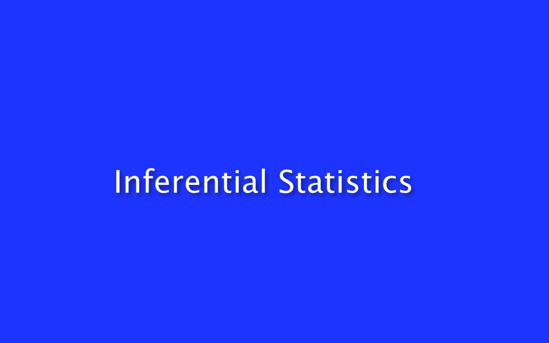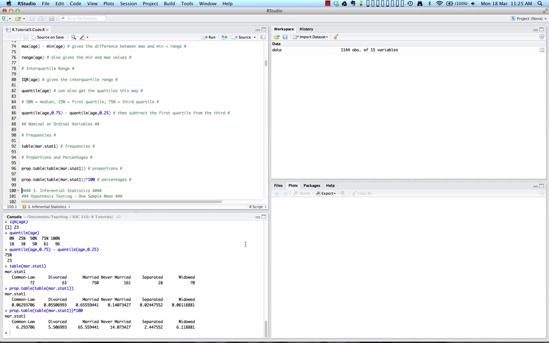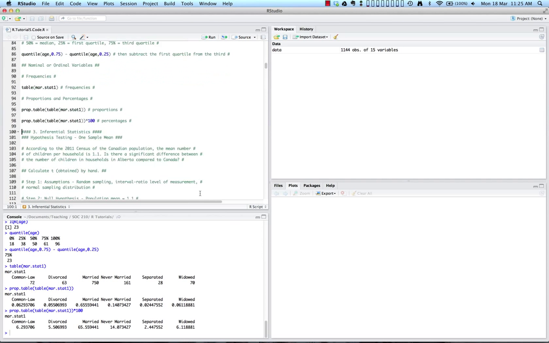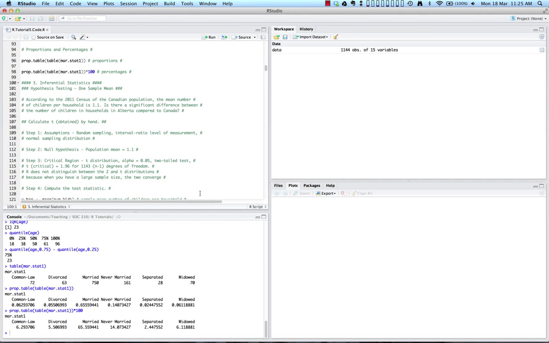Now that we've seen how to calculate descriptive statistics in R, let's move on to talk about inferential statistics. Inferential statistics allow us to use sample data to make inferences about a population. Let's first start with hypothesis testing for a single sample mean. So we have a question here about the difference between our sample mean and our population mean.